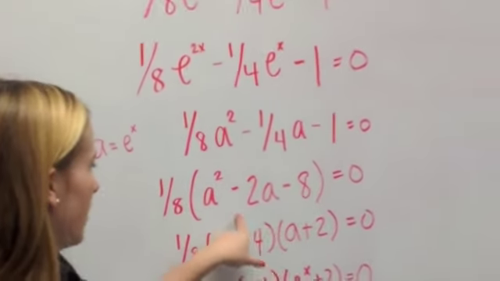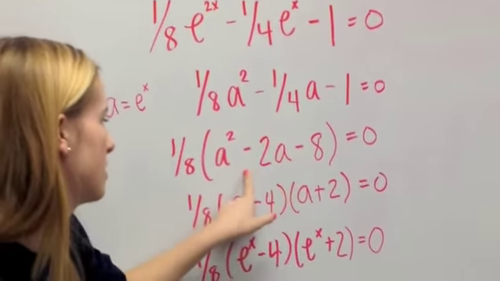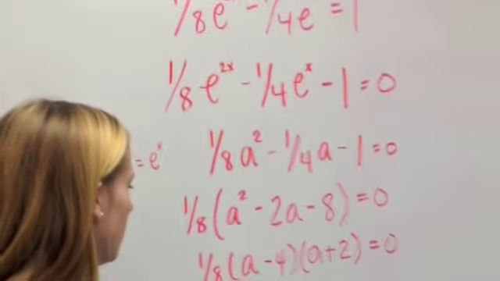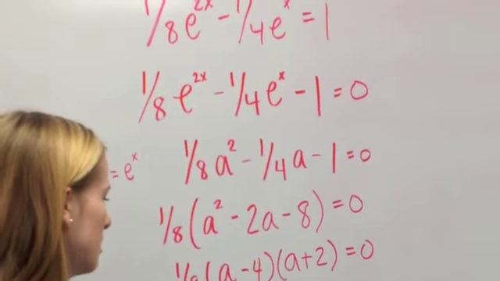So then you're going to factor this part, and you have to find what multiplies to negative 8 and what adds to negative 2. And that's going to be negative 4 and 2. So you expand it right here: 1/8 times (a minus 4) times (a plus 2) is equal to 0.